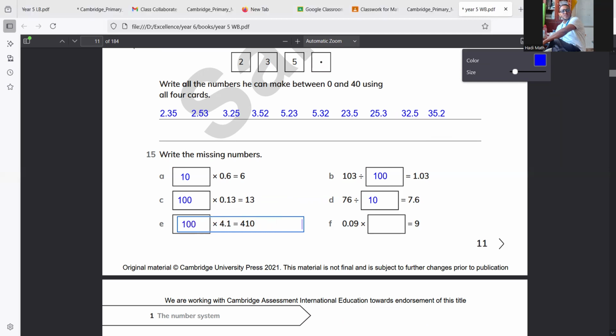This number here is 0.09. Multiply the number to get 9. There are 2 digits after the decimal point, and we remove them. When you remove 2 digits, that also means you multiply by 100. And that's how you should understand things.